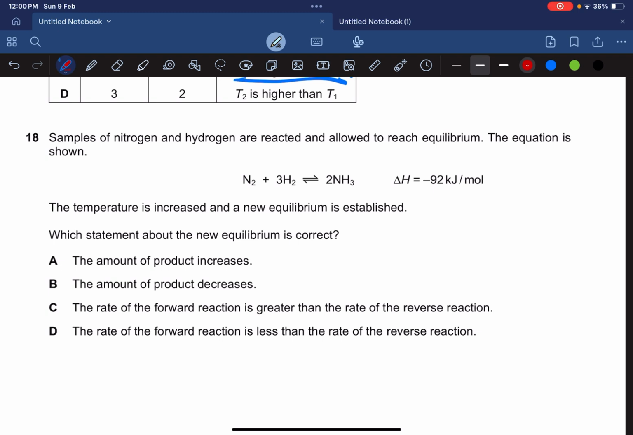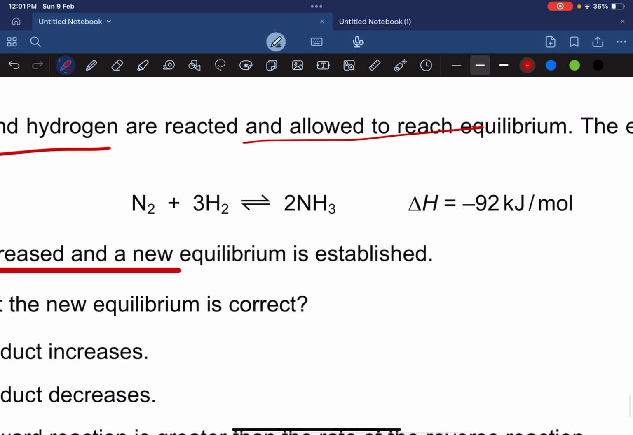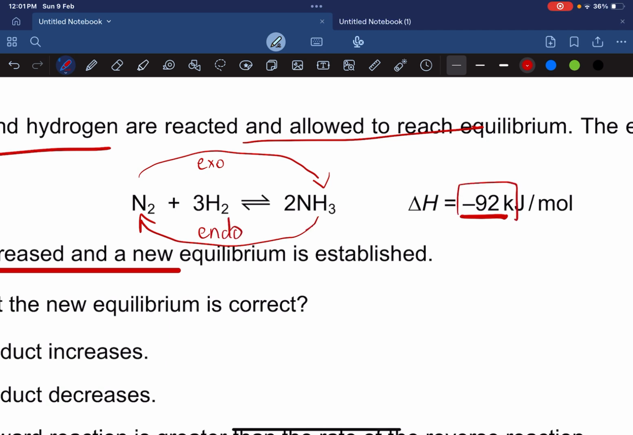Okay, now we have nitrogen and hydrogen, and they are reacted and allowed to reach equilibrium, and the equation is shown. Then we increase the temperature and the new equilibrium is established. Which statement is correct? The amount of product increases. When you increase the temperature, the forward reaction, -92 means that your forward reaction is exothermic, which means that your backward reaction is going to be endothermic. And when you increase the temperature, the equilibrium is going to do the endothermic reaction to decrease it.